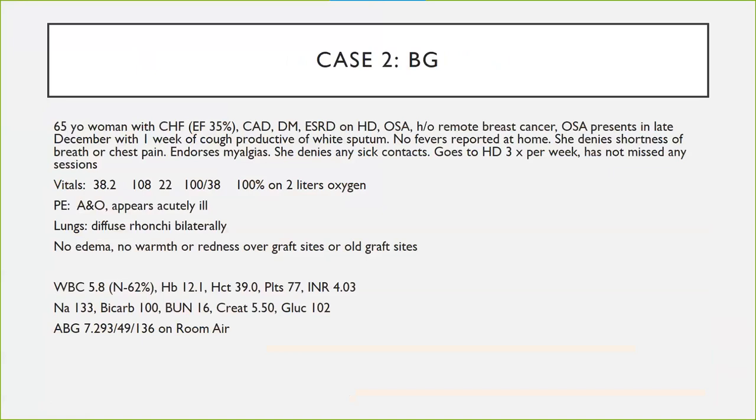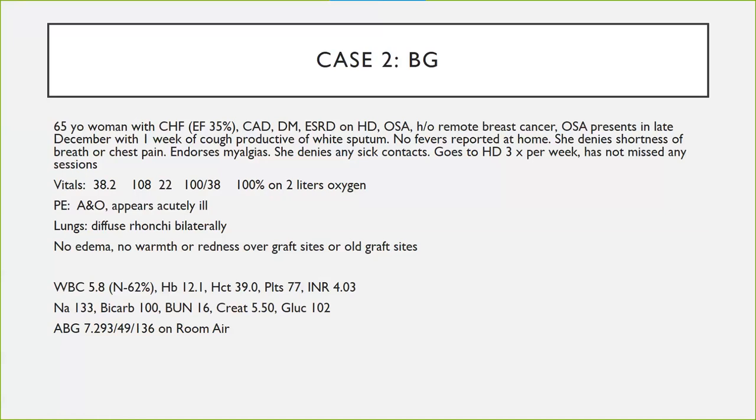All right, so we're going to move on to another case of BG. She's a 65-year-old woman with congestive heart failure, coronary artery disease, diabetes, end-stage renal disease, sleep apnea, and a history of remote breast cancer that's been fully treated, who presented in late December with 1 week of cough productive of white sputum. She didn't have any fevers at home and didn't really feel shortness of breath or chest pain, but did have a lot of muscle aches. No sick contacts. She goes to hemodialysis 3 times per week and hasn't missed any of her dialysis sessions.